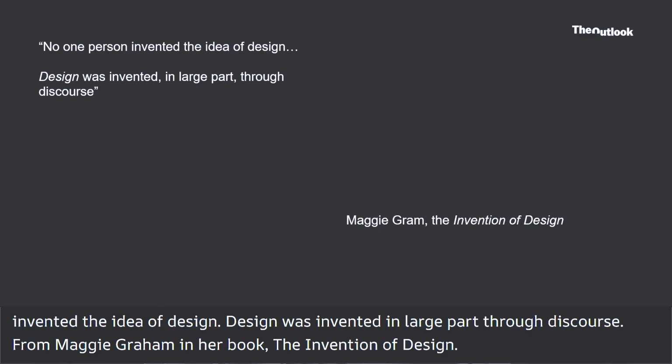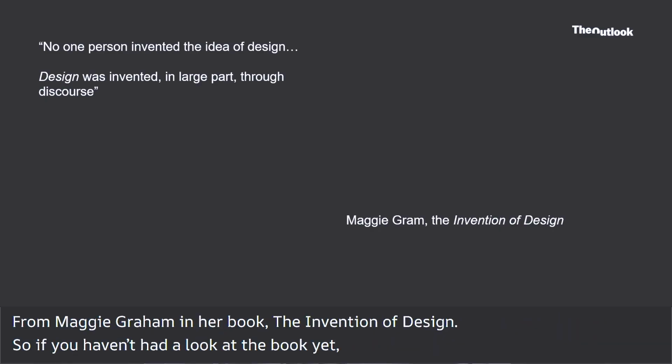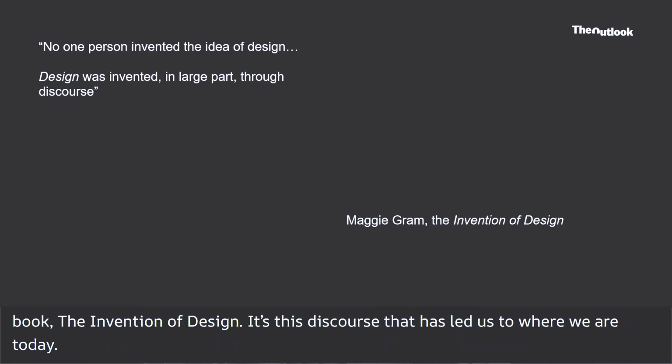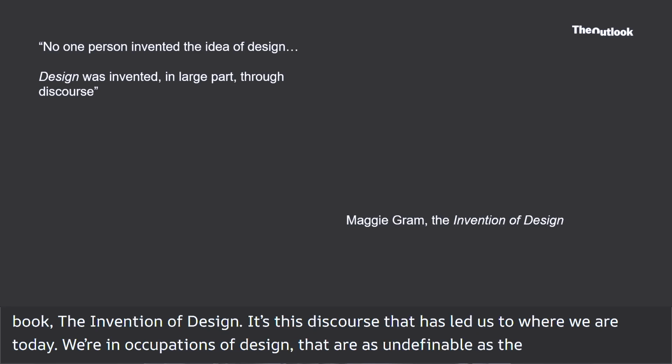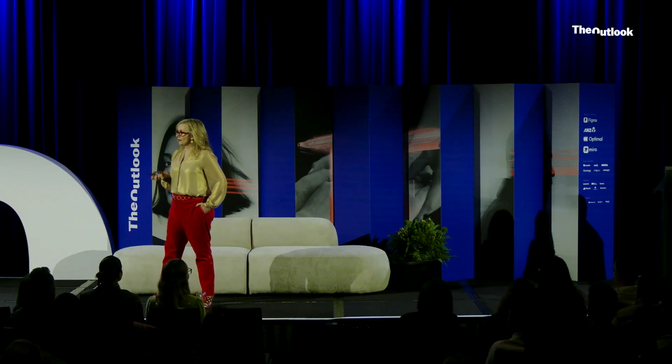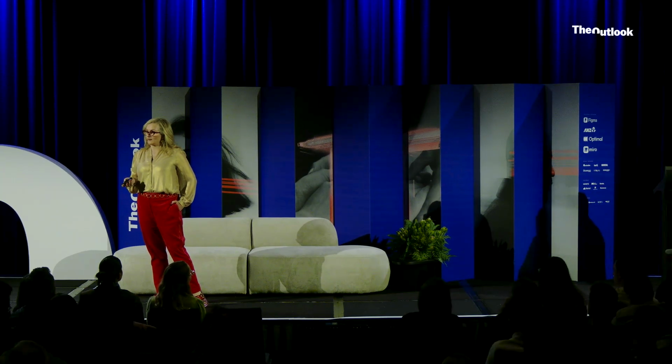So if you haven't had a look at the book yet, I highly recommend Maggie Graham's book, The Invention of Design. It's this discourse that has led us to where we are today. We're in occupations of design that are as undefinable as the activity itself. And this has been brought about by the multitudes of discourse that have gotten us to this point.